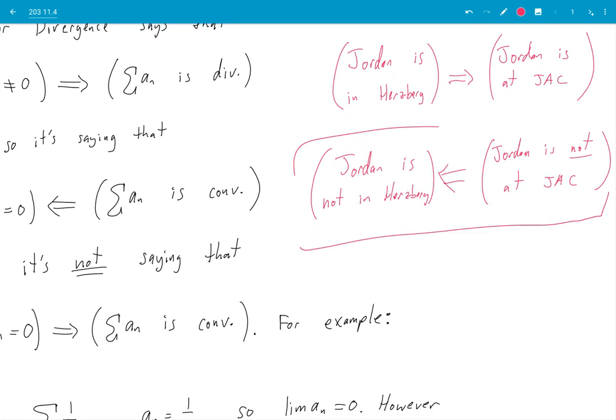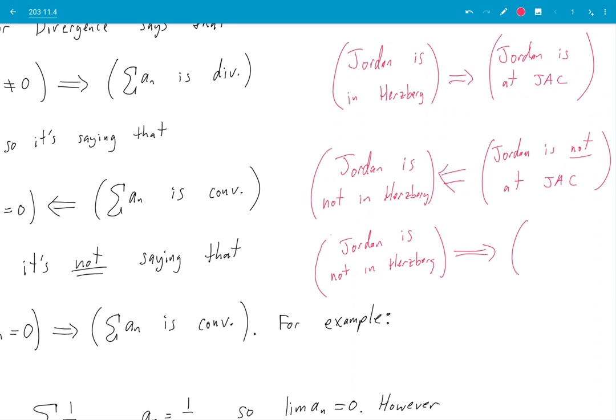But if I have this implication, okay, it does not imply that the other direction is true. So if I'm not in Hertzberg, does that imply that I'm not at John Abbott? The answer is obviously no. So I'm going to cross out that arrow.